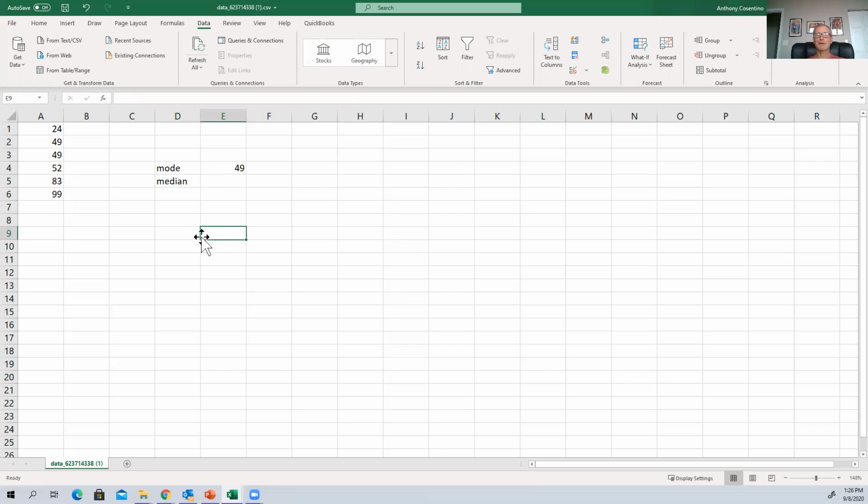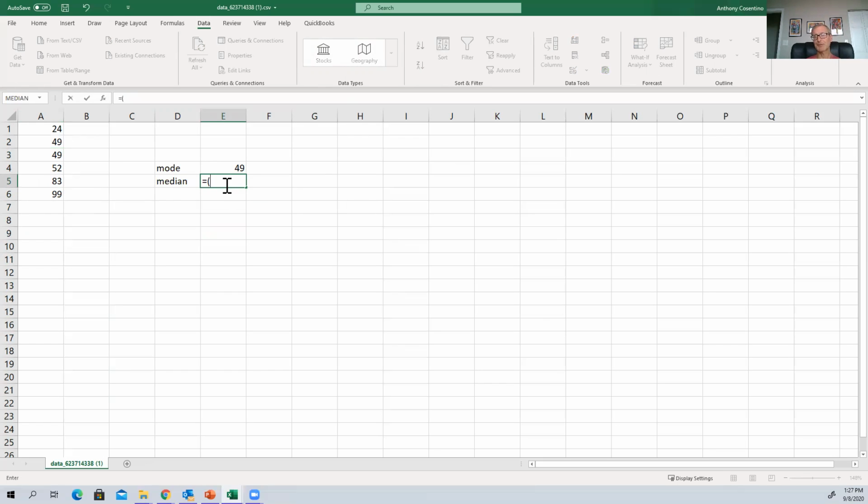Well, remember how to calculate median. Now we have 6 data points, right? So what you want to do is take the two middle numbers, because it's an even number, and average them together. So what's the first one? Well, 6 divided by 2 is 3. So the first number is 49.